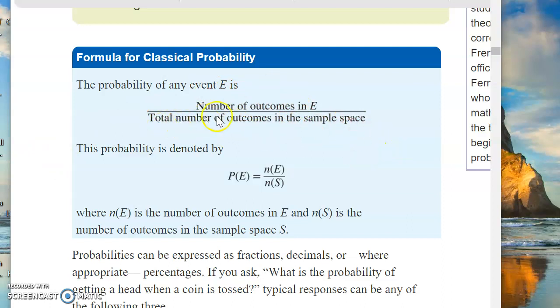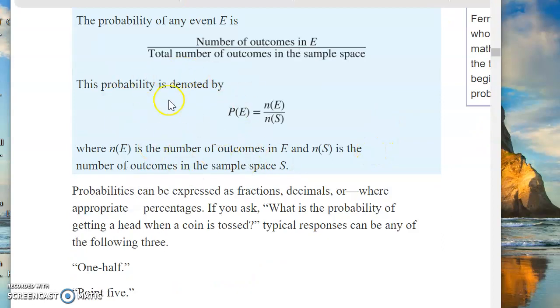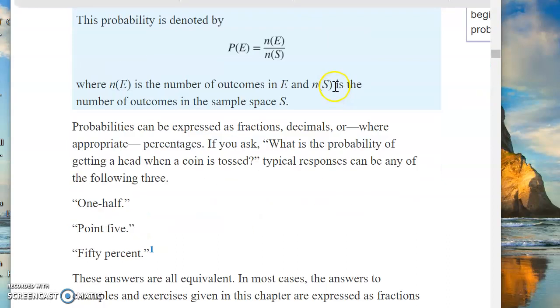And then down below here in the denominator, we have the total number of outcomes in the sample space. So this probability is denoted. The word denoted means it's labeled or it's exactly specified by this notation. So probability of E is the number of outcomes in that set E, and in the denominator is the number of outcomes in the sample space. Okay, so there's different ways of saying it.